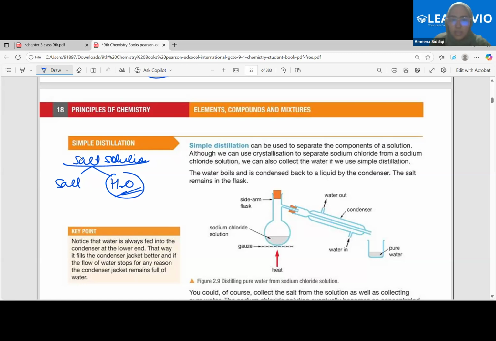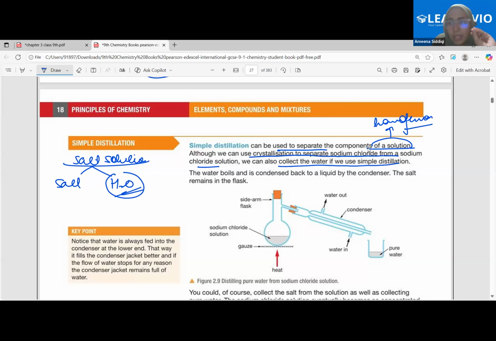It can be used to separate the components of a solution. Again, a solution. What type of a mixture is it? Homogeneous. We can use crystallization to separate sodium chloride from a sodium chloride solution, the salt solution, right? We can also collect water if we use simple distillation. When we were using the crystallization technique, we are not able to collect the water from there, because we are boiling it off.